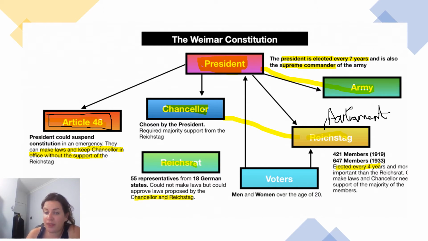And the other important thing to know, which is very different to what it's like in Britain at this moment in time, is that in 1919, men and women over the age of 20 could vote. So they're appealing to every adult. Over the age of 20, no other restrictions. If you were over 20, male or female, you were able to vote. So really important. So this was the whole Weimar Constitution.